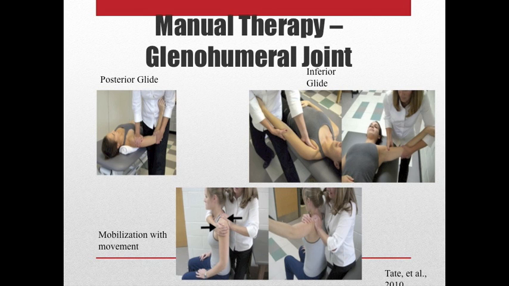Here we have some examples of manual therapy techniques directed at the glenohumeral joint. Please note at the bottom of the screen mobilizations with movement that are pictured. These are commonly used both to facilitate movement as well as to free up any restricted structures. Here we see targeting of the acromioclavicular, scapular, and glenohumeral areas of the joint.